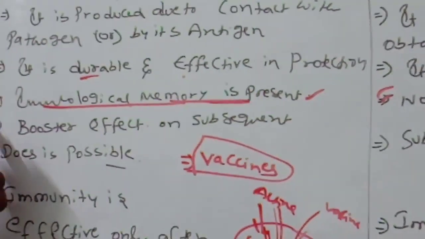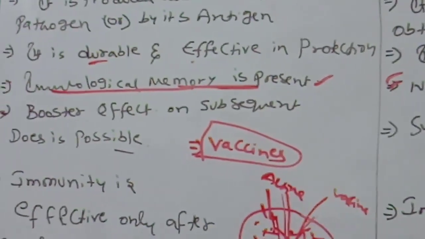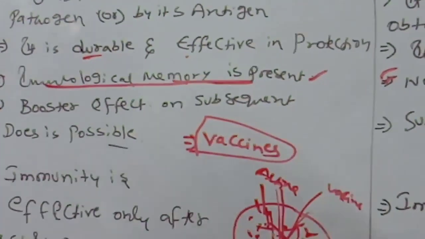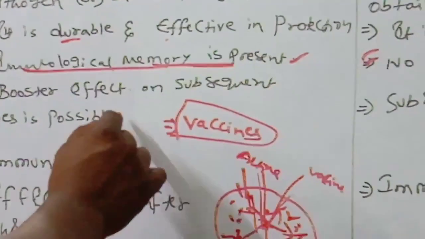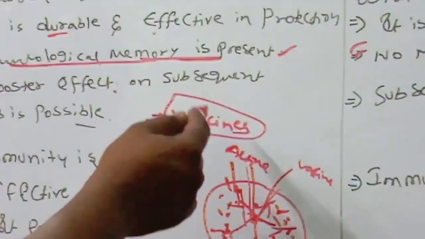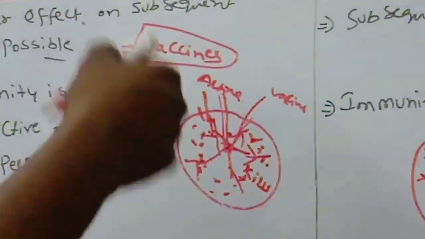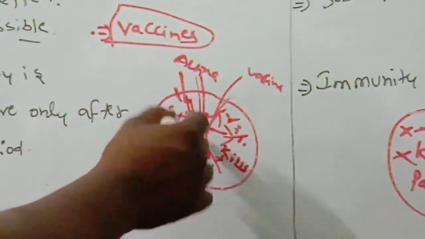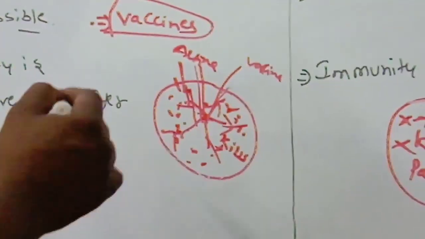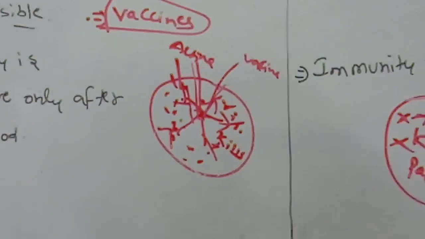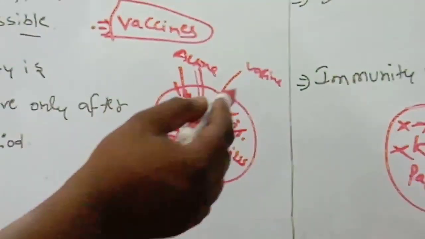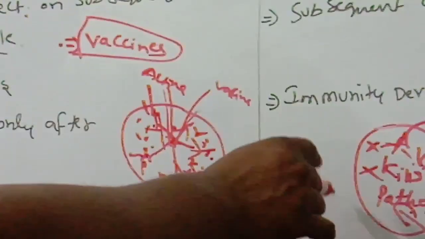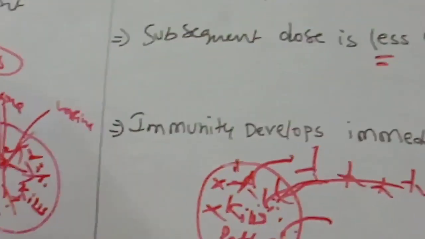Next, booster effect on subsequent doses is possible. Once you give a dose, immunity develops, and if you give the next dose it also develops like that. So if you give continuous vaccines, it will keep developing. In passive immunity, a subsequent dose does not have that much effect. In this case, less effect.